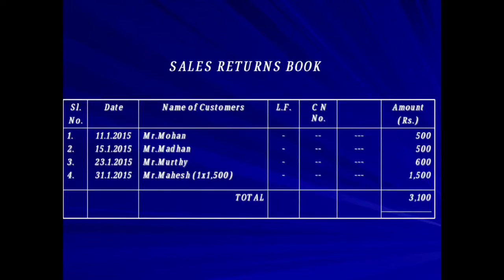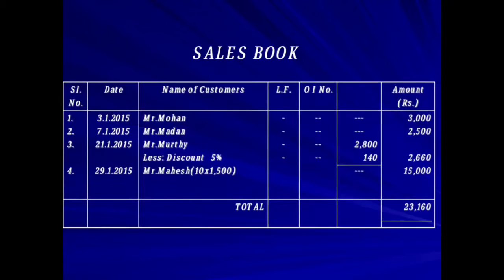Okay. Serial number, date, name of the customer from whom we have received it. Then ledger folio, CN number, credit note number. You all know this, right? Then amount. Okay. So first entry we have on 11/1/2015. Who has returned the goods? Mohan. So Mr. Mohan rupees 500. You should write it in a sales returns book. Then we will see the next entry.